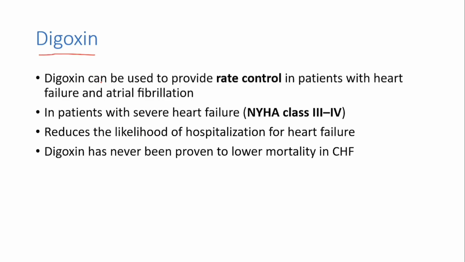Digoxin. Digoxin can be used to control the heart rate, and they are used when there is left ventricular dysfunction. Okay, so congestive failure and atrial fibrillation, they are used here only. In patients with severe heart failure like New York Heart Association classification, in moderate to severe congestive heart failure, they are used only in class 3 and 4. Okay. Now reduce the likelihood of hospitalization for the heart failure.